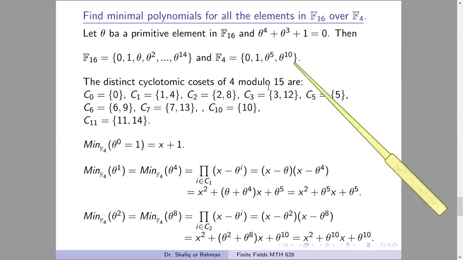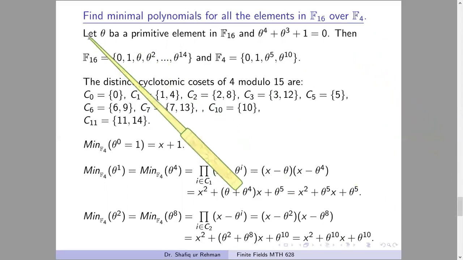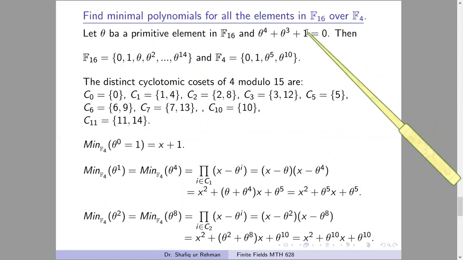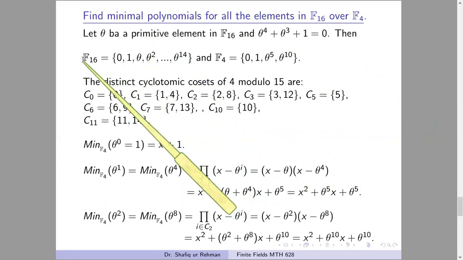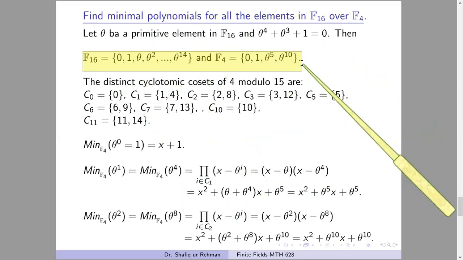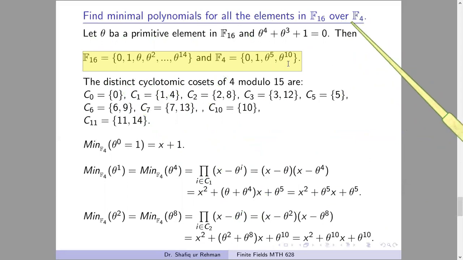So we can start by taking the same primitive element as in the previous example. And now please see carefully how we proceed. Let theta be a primitive element as in the previous example. It's the same relation. Then we have to write the elements of F16 and F4 clearly, because now we have to find the polynomials with coefficients in F4.